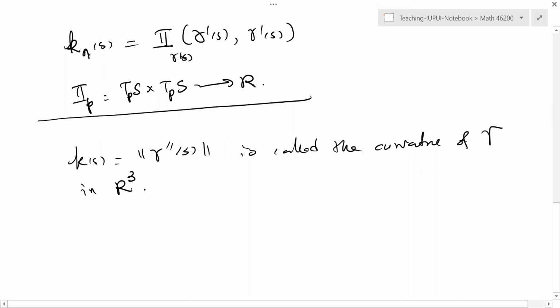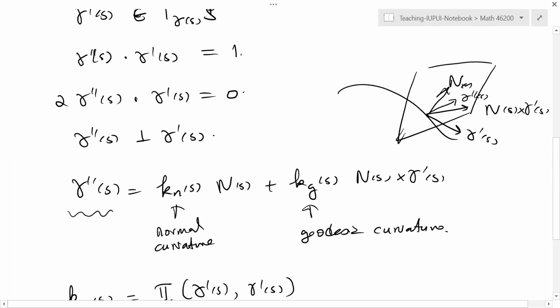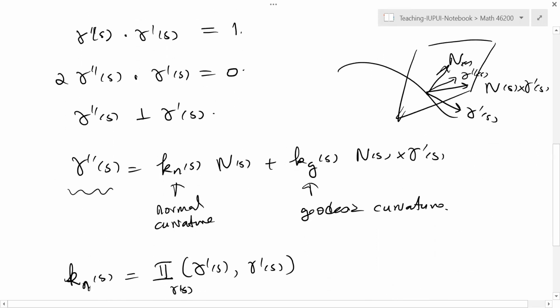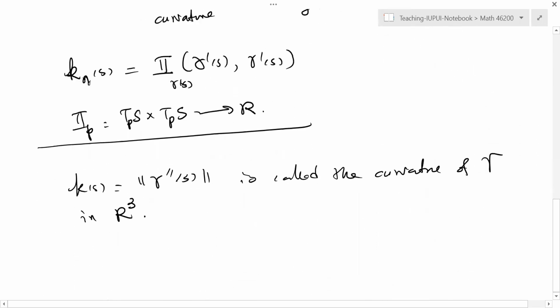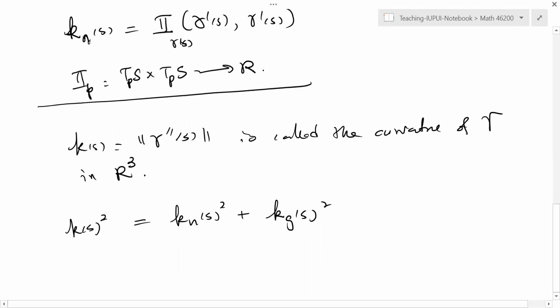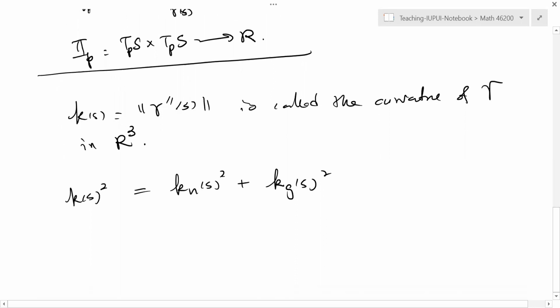Now, based on the above identity, I can quickly get this formula. The square of the curvature is going to be the sum of the squares of the normal curvature and the geodesic curvature.